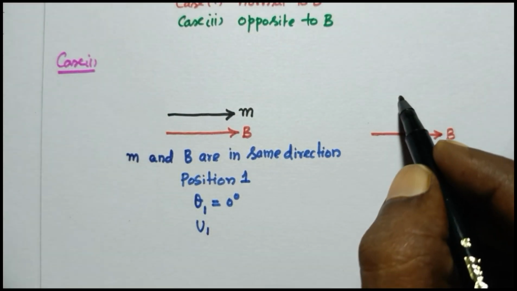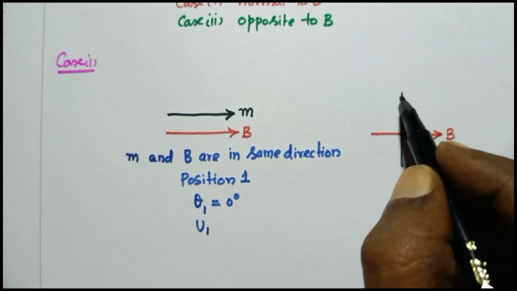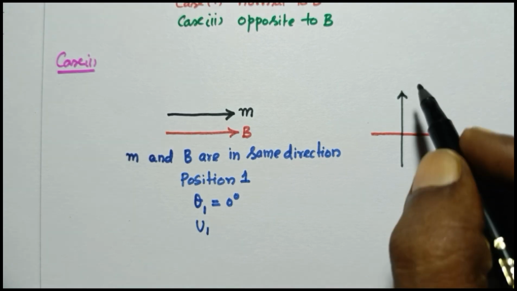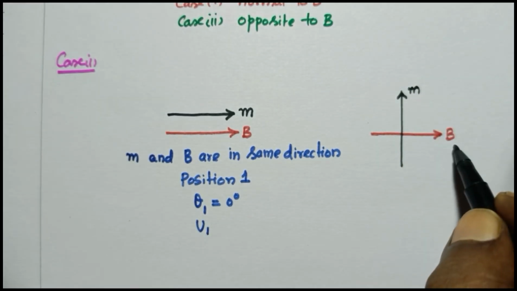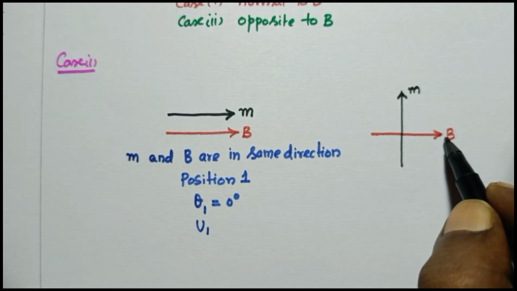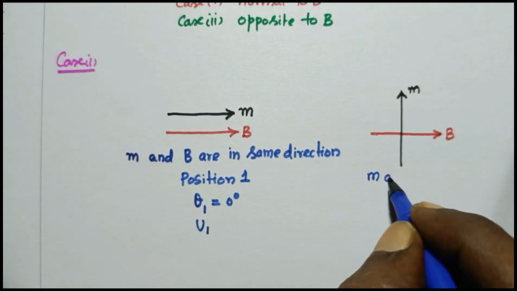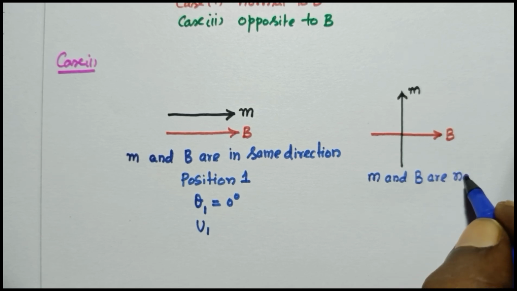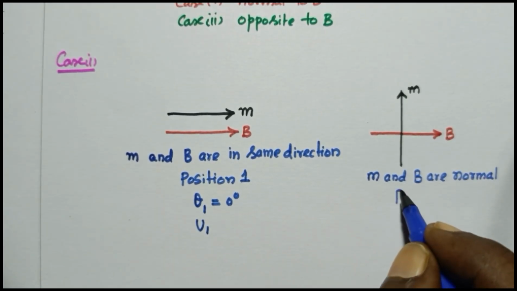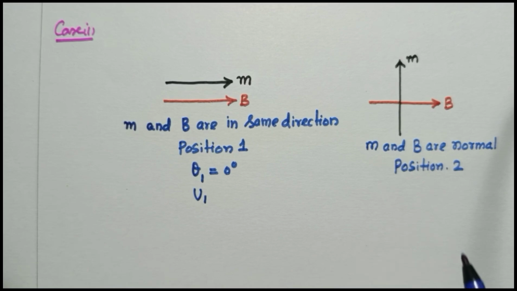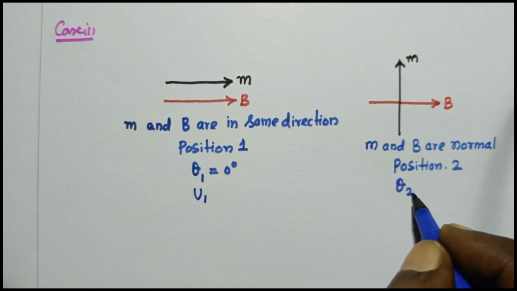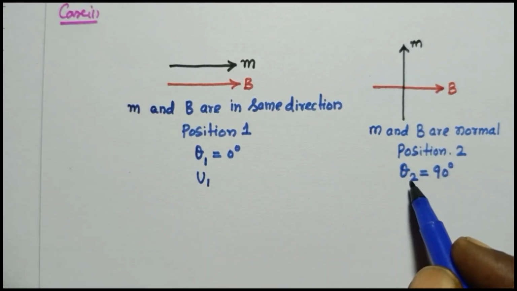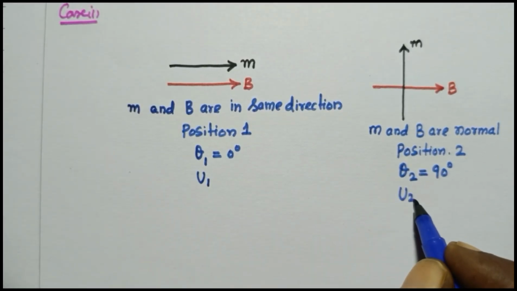Because of the external torque, the magnet is turned normal to the field. If the magnet is normal to the field, magnetic moment is also normal to B. So M and B are normal to each other. This is position 2. The angle in this position is theta 2. Since they are normal, theta 2 is equal to 90 degree. The potential energy in this position is U2.